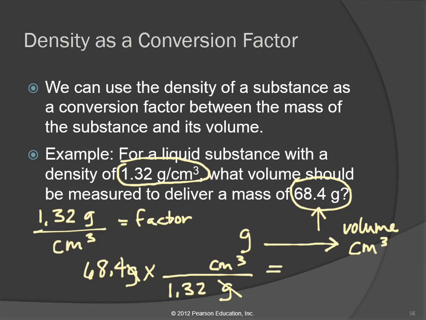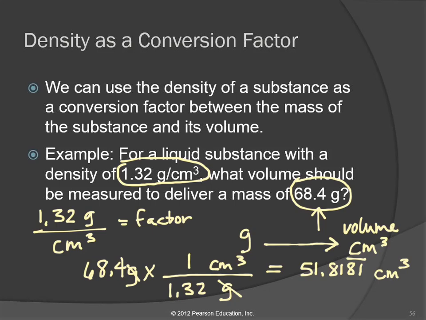Now, there's no number up here. That's troubling to some people. Well, if we need to write a number, what would we write? 1. For this liquid, 1 cubic centimeter weighs 1.32 grams. So now we've got everything in place. We take 68.4 divided by 1.32 equals, and one other interesting number, 51.81818181, repeating. And what unit is left? Centimeters cubed.